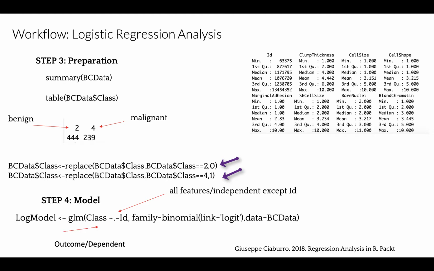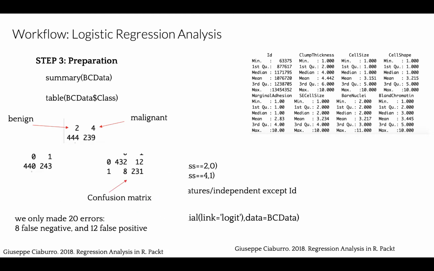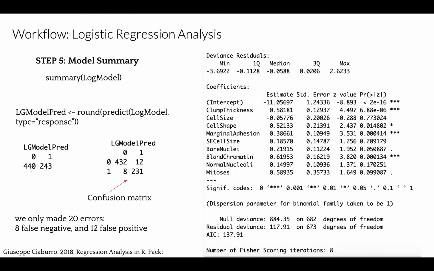In step 4, modeling, let's remove the observation ID, since this is not a useful variable. Logistic regression is called by imposing the family type. In this case, the family is binomial with the link logit. The formula class tilde dot means that we want to create a model that explains the class variable, our response, depending on all other variables except ID. Finally, let's look at the model summary.